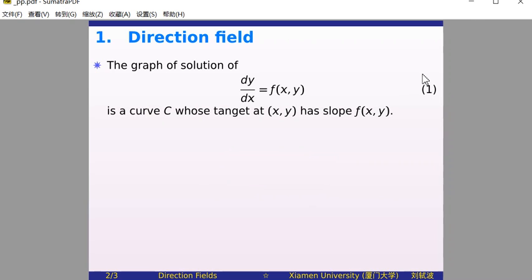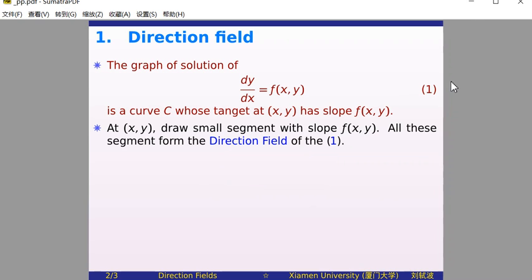This easily follows from the geometric meaning of the derivative, because the left-hand side is precisely the slope of the tangent of the curve. Now, at every point, we can draw a small segment with slope f(x, y). All these segments form the direction field of this ordinary differential equation.